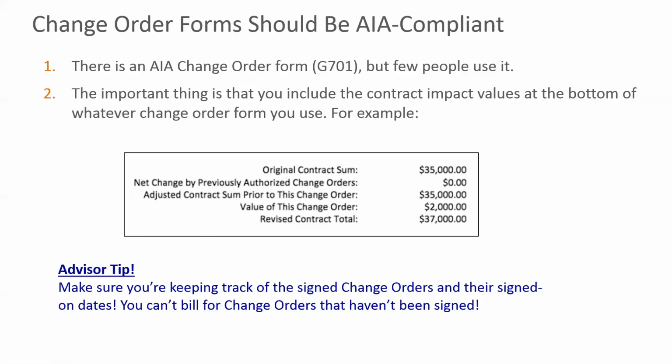Another advisor tip, this one's a little bit self-evident, but it's very, very important. Make sure that you're keeping track of the signed change orders and when they were signed, because finally you can't bill for things that you can't prove were agreed to by your counterparty. So usually a GC, but maybe an owner or an architect.